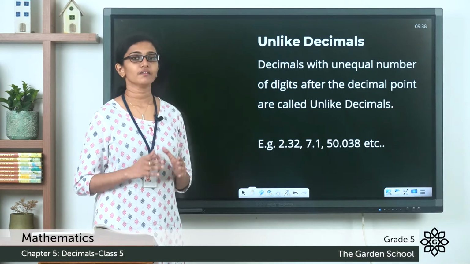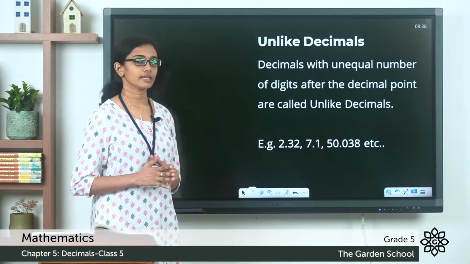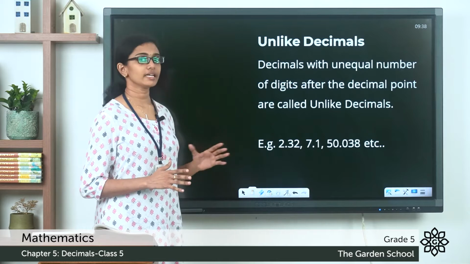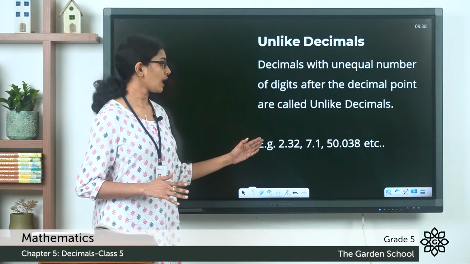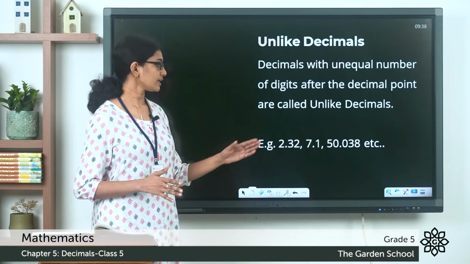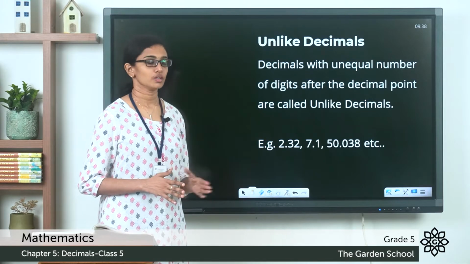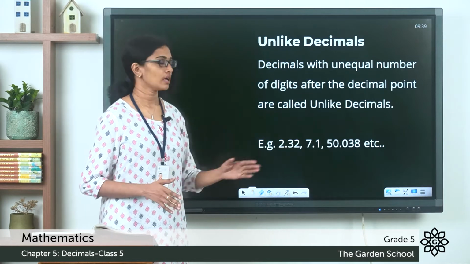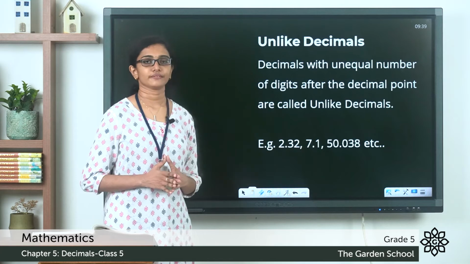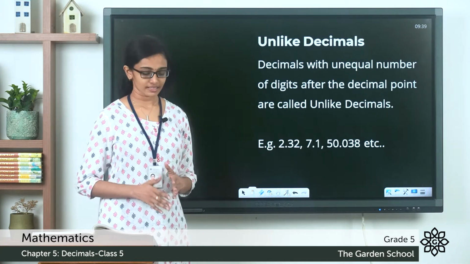And remember, whenever you are reading a decimal number, you always read the digits one by one after the decimal point. Like 2.32, 7.1, 50.038. Hope you are clear with this.